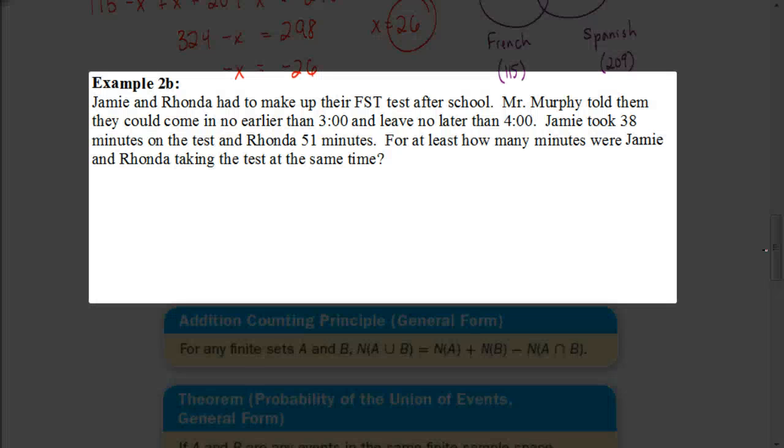Here we have a situation involving Jamie and Rhonda, who had to make up their FST test after school. Mr. Murphy told them they could come in no earlier than 3 and leave no later than 4. Jamie took 38 minutes on the test and Rhonda 51 minutes. For at least how many minutes were Jamie and Rhonda taking the test at the same time? Now 3 o'clock to 4 o'clock gives us an hour of time, so we're going to have a total of 60 minutes.